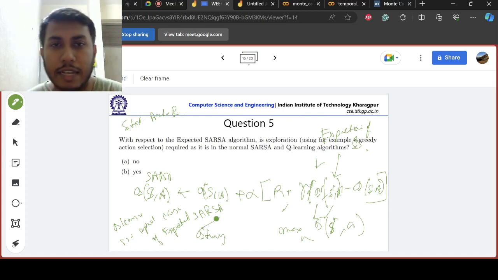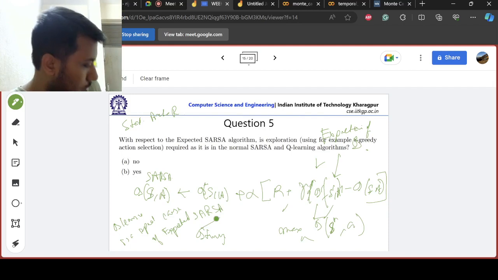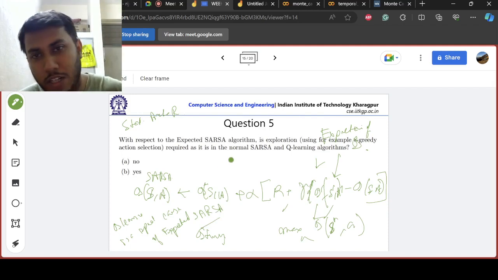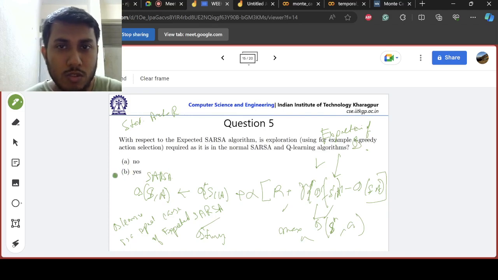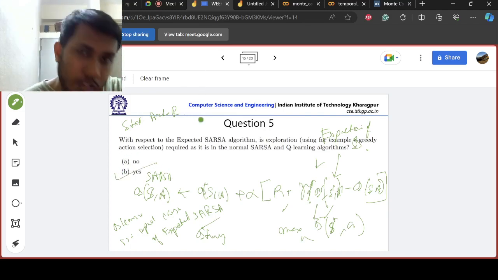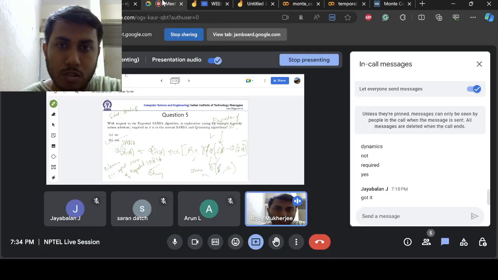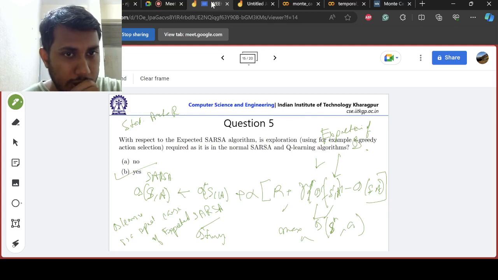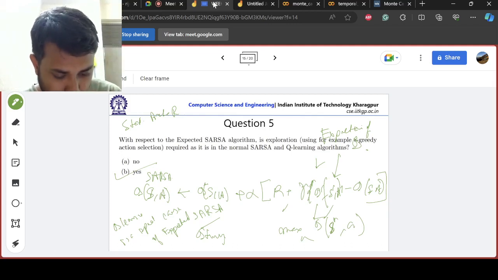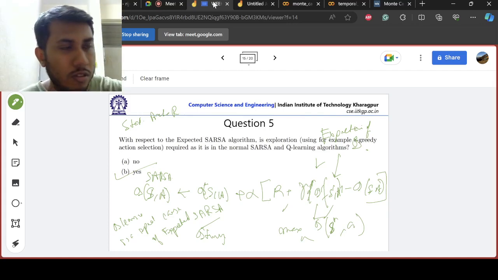Okay, now here it is said, is exploration required as it is in normal sarsa and Q learning? Exploration is required in whole of TD, right? So exploration is required in expected sarsa also, else it will not be able to function. Okay, so let's go to the next one.